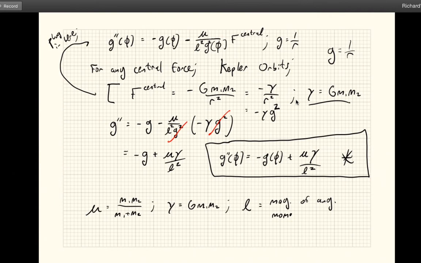We're just going to do a simple substitution. Okay, we'll do that on the next page. So what I'm going to say is the following. Well, let me just write this down so we have it. G double dot is equal to minus G plus mu gamma over L squared.